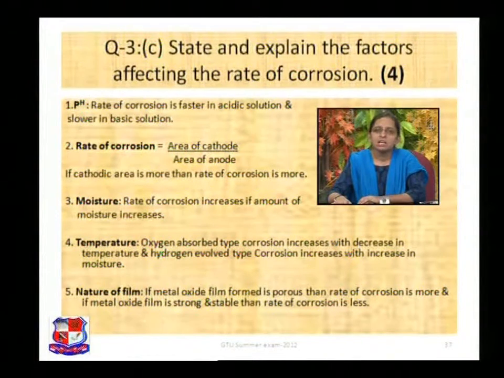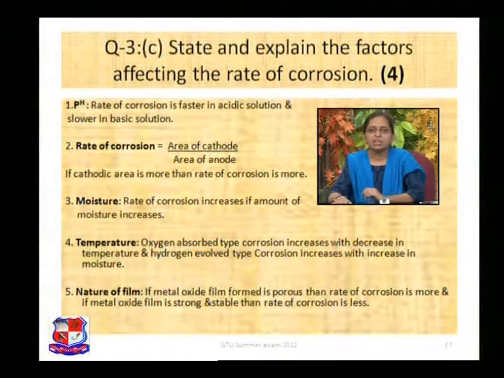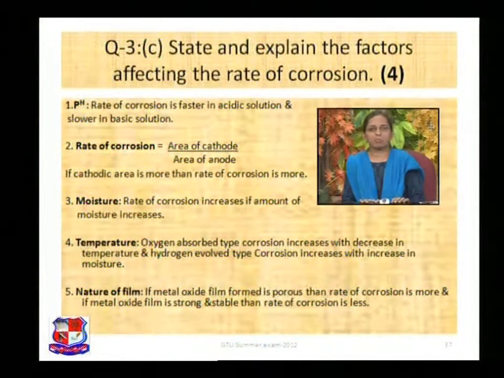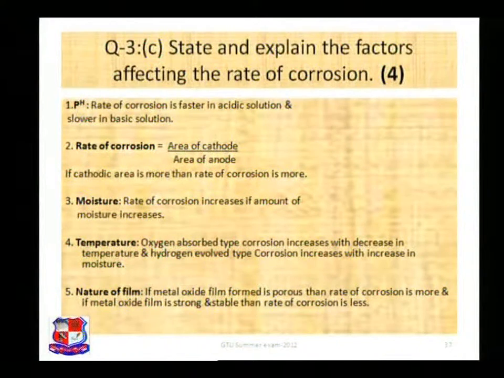In that, there is a detail you can see very clearly: there are two types of temperature dependent corrosion. Oxygen absorbed type corrosion increases with decrease in temperature, while hydrogen evolved type corrosion increases with increase in temperature. So one has to clearly remember, there is oxygen absorbed type corrosion and another is hydrogen evolved type corrosion. These two depend on temperature in a very different manner.